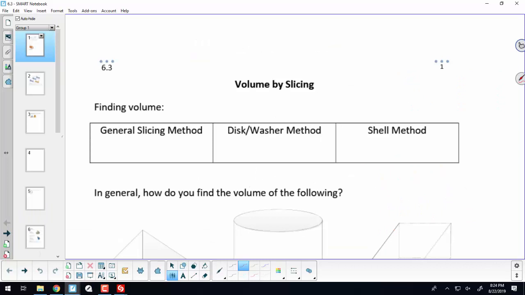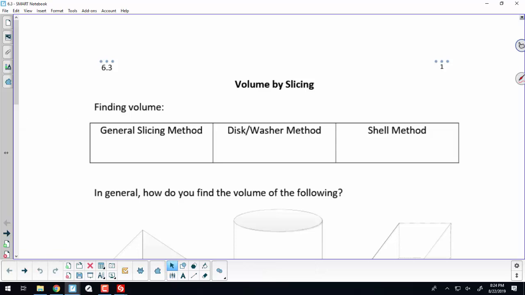Have a good weekend. All right, so 6.3, we're moving into determining volumes. There's really three things that build on each other in this section and in the next section. The first thing we're going to look at is this general slicing method. Then we'll look at the disk washer method, also in 6.3, and then we'll look at the shell method in 6.4. So all of these methods enable us to find volumes.